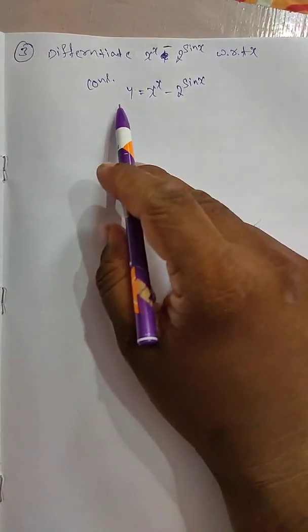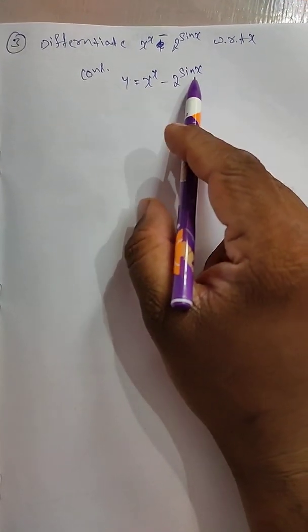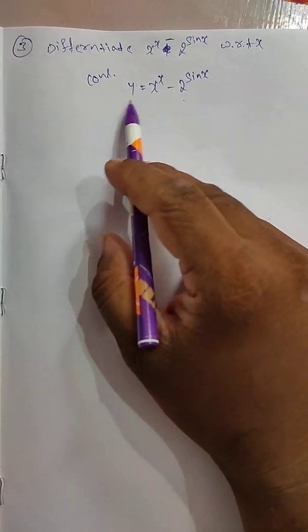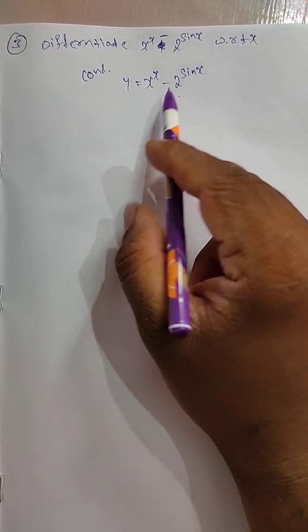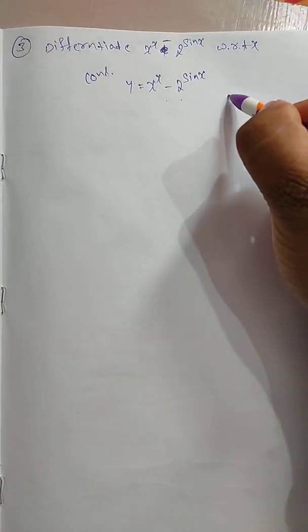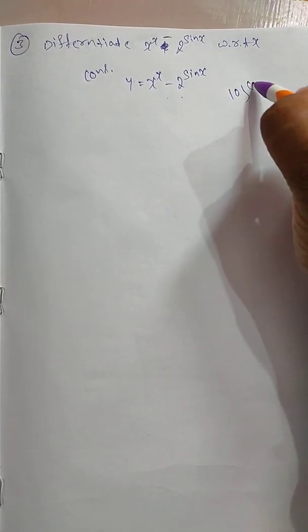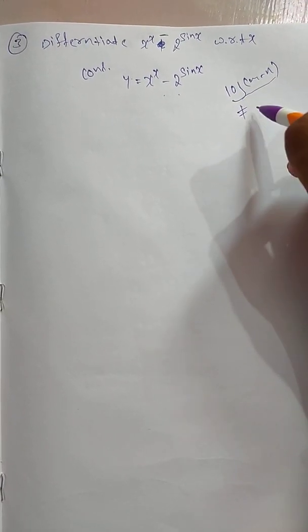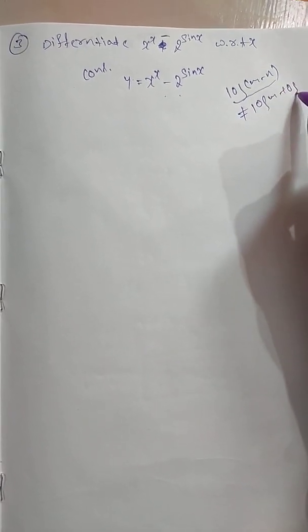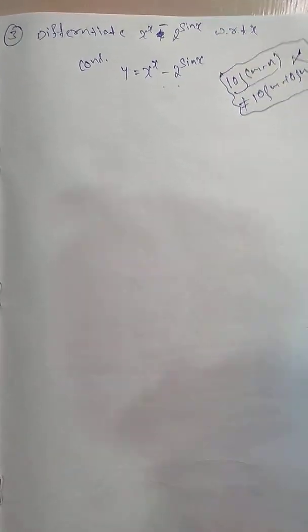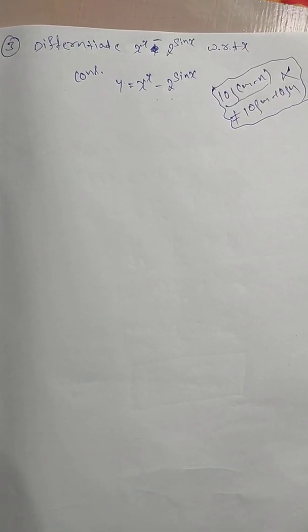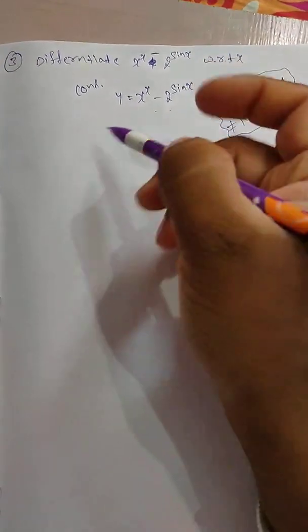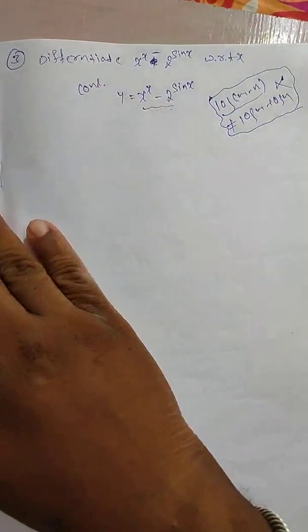Now let me consider y is equal to x to the power of x minus 2 to the power of sin x. Here we can't apply the log. Why? Because there is no formula for log of m minus n. We can't write log of m minus n as log m minus log n. We already discussed this while discussing the properties of logarithm. We can't apply the log to addition and subtraction operations. Here, since we have a subtraction operation, we can't apply the log.